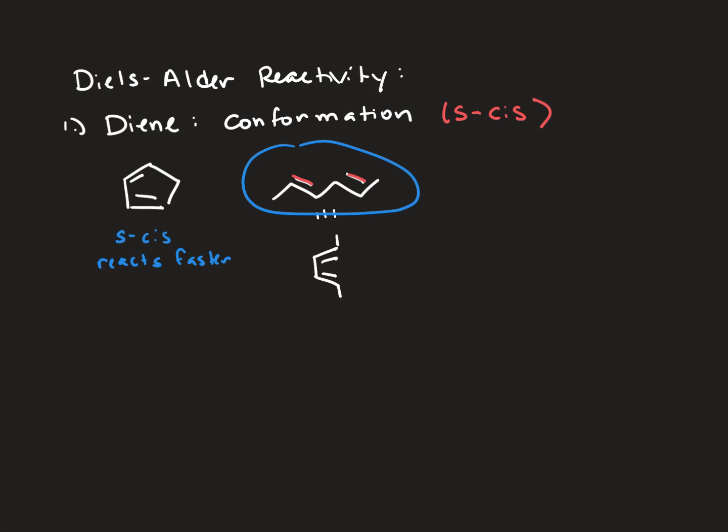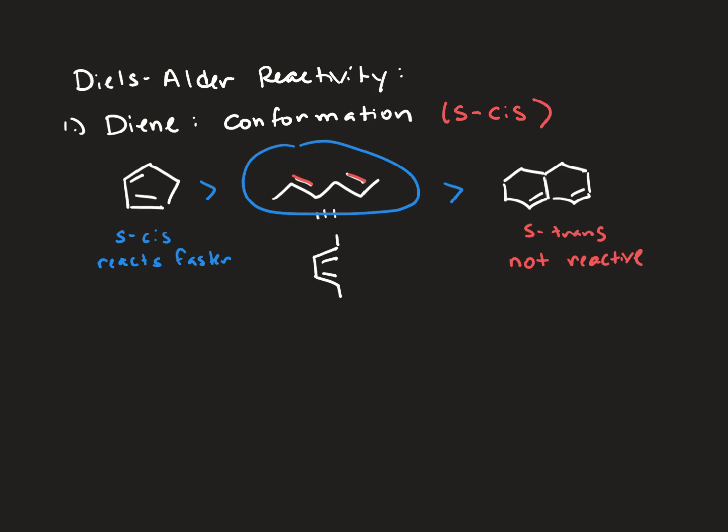So this reacts faster. On the other hand, if we're stuck in the S-trans conformation, the example that your book shows is something that looks like this. This is stuck again because of the ring in the S-trans conformation. This means that it doesn't react at all. So this will never do a Diels-Alder reaction. Our diene that is not a ring, that's in the middle, reacts faster than the S-trans, slower than the S-cis ring, the cyclopentadiene ring.